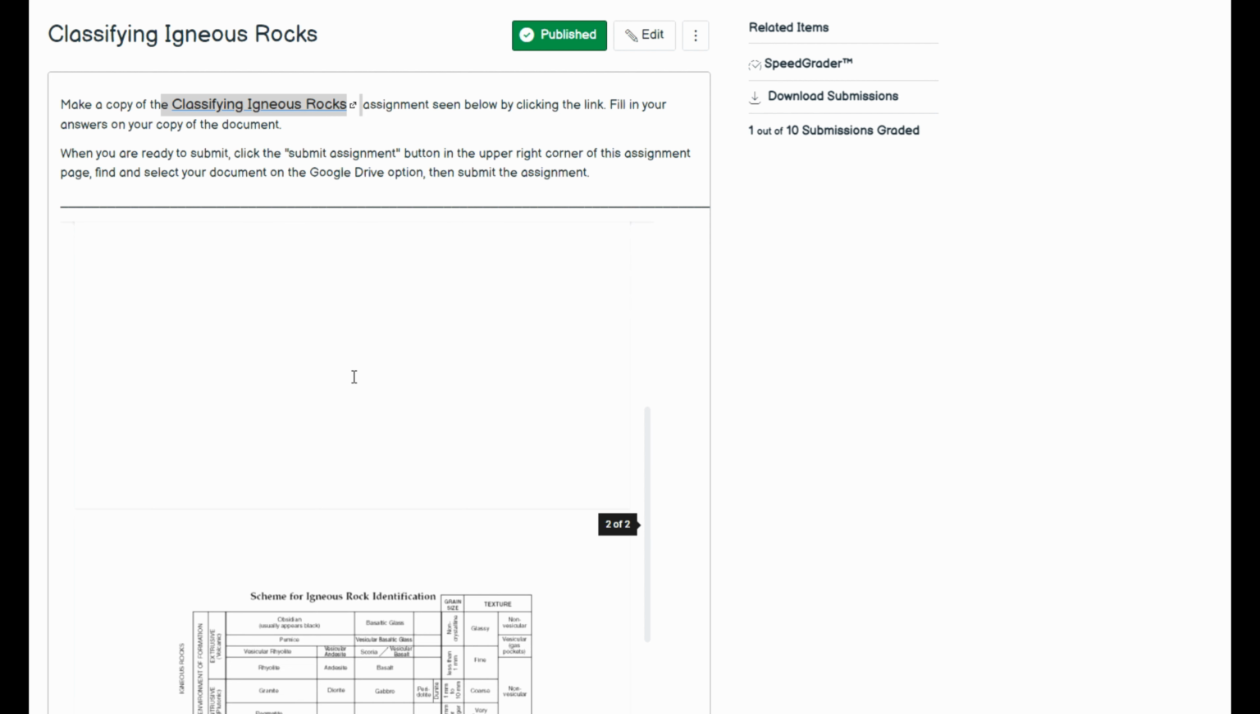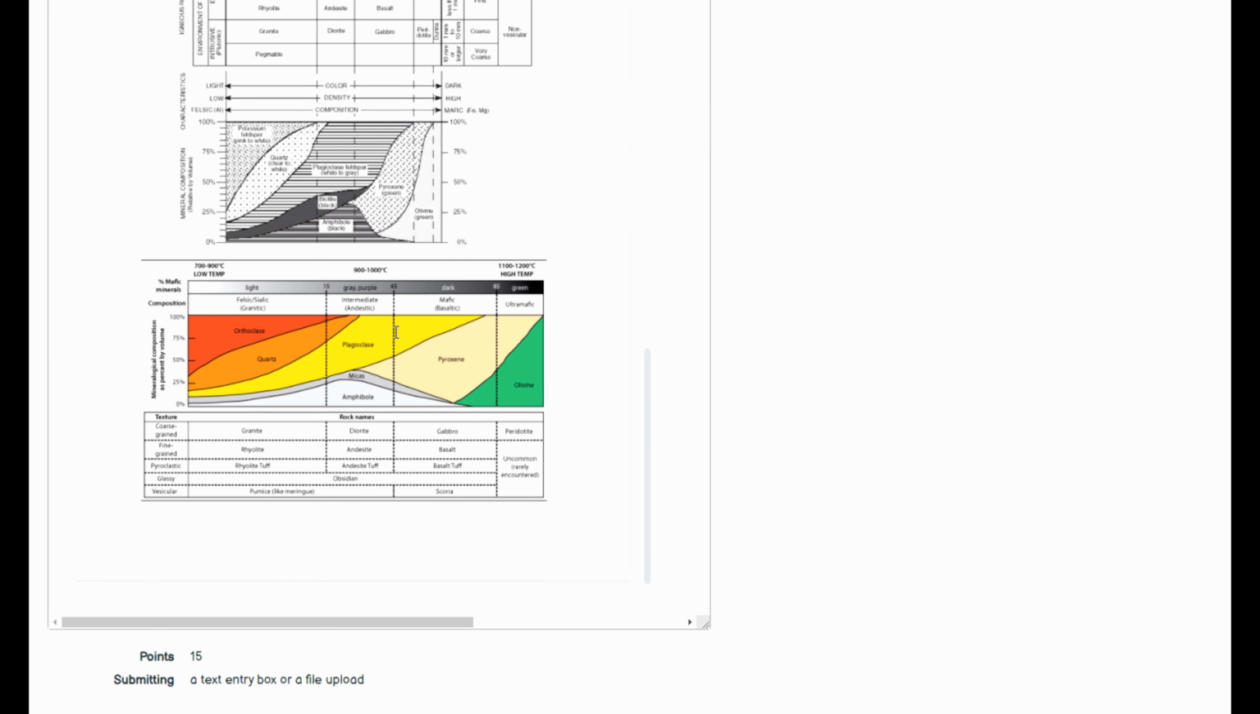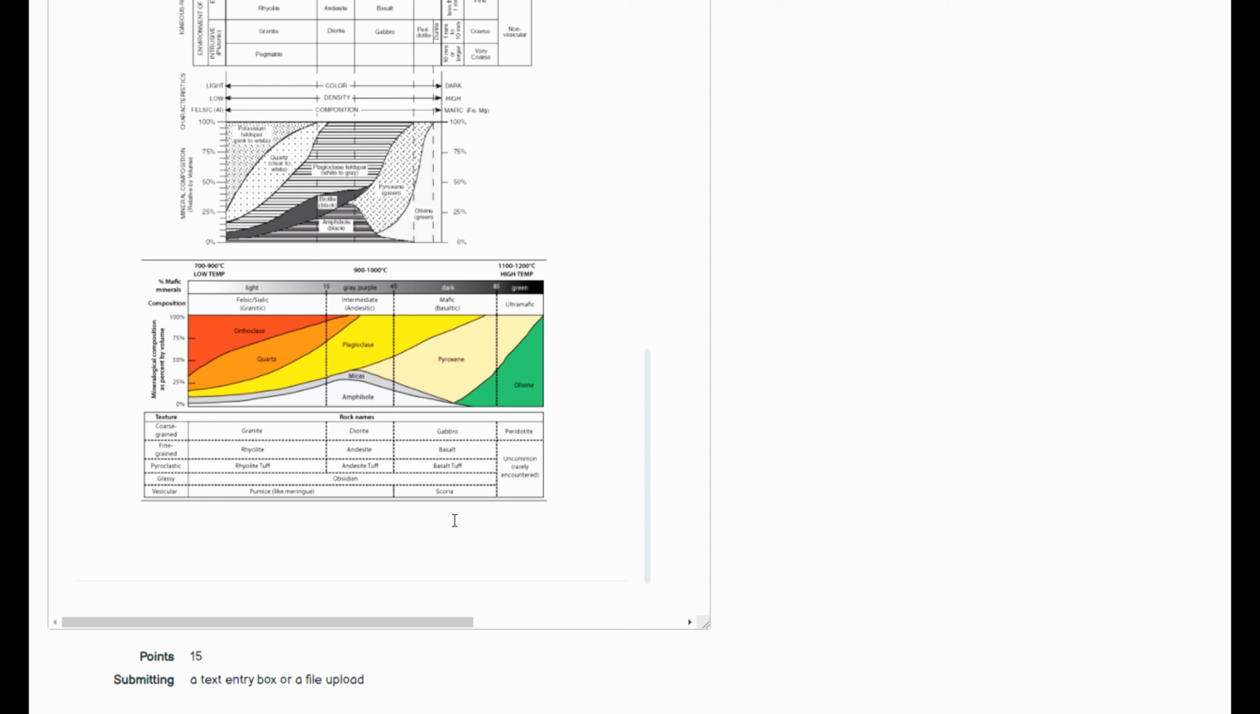In order to answer these, you are going to use these tables at the bottom of the page. So you can see arrows that give you color and density, composition. You can see the makeup of them, the texture, and then you have this table here again that gives you the classifications. So you can use both of these.